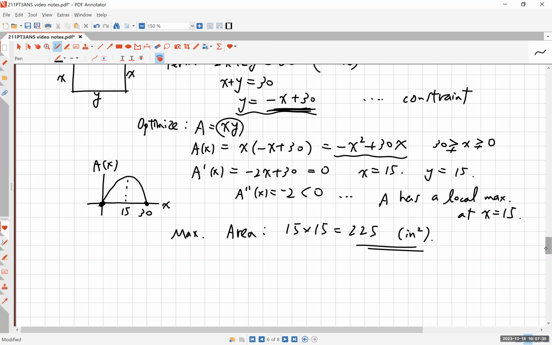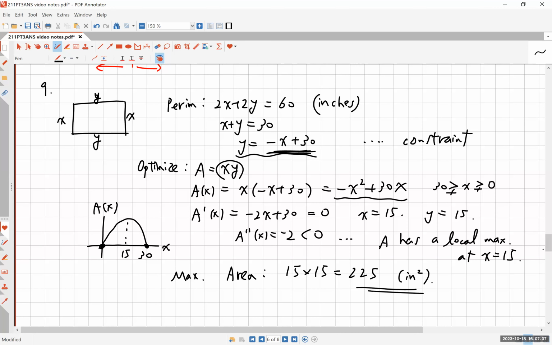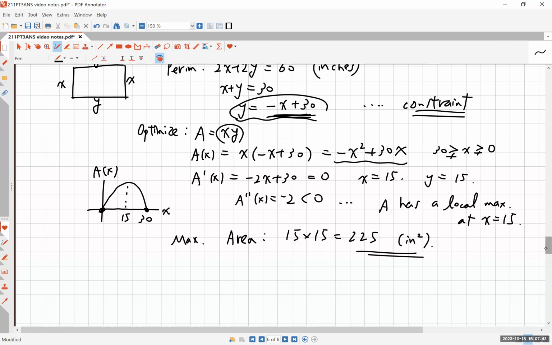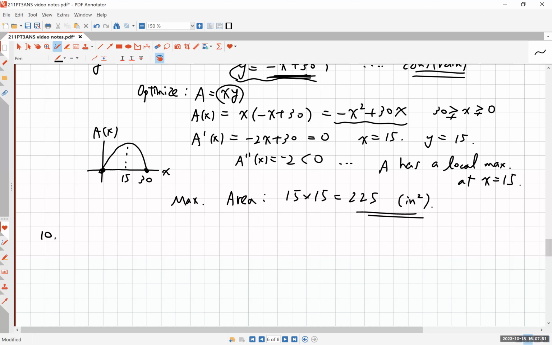Okay, so no matter what you do, as long as x and y satisfy this constraint that the perimeter is 60 inches, you cannot create a rectangle whose area is bigger than 225. And in fact, at that point, that rectangle happens to be a square, a 15 by 15 square.